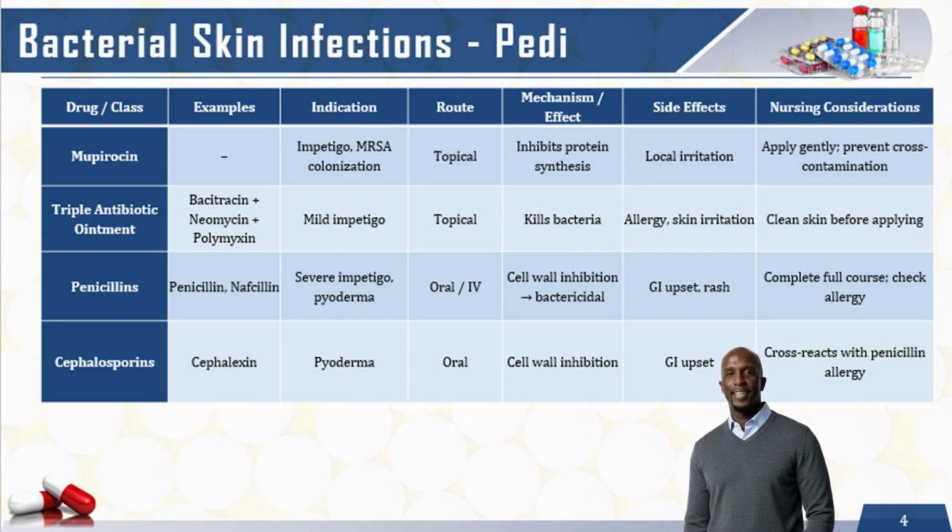Penicillins, like penicillin and nafcillin, are used for severe impetigo or pyoderma, given orally or IV. Their mechanism is cell wall inhibition, leading to bacterial death. Common side effects include GI upset and rash, so it's important to complete the full course and check allergy history.